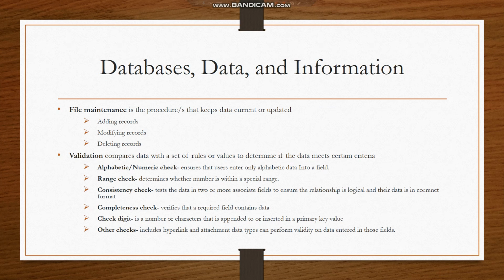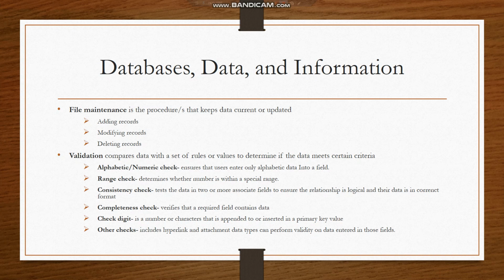Validation. Validation compares data with a set of rules and values to determine if the data meets certain criteria. Alphabetic or numeric check ensures that users enter only alphabetic data into a field. Range check determines whether a number is within a specified range. Consistency check tests if the data in two or more associated fields is logical, to ensure the relationship is logical and their data is in the correct format. Completeness check verifies that a required field contains data.